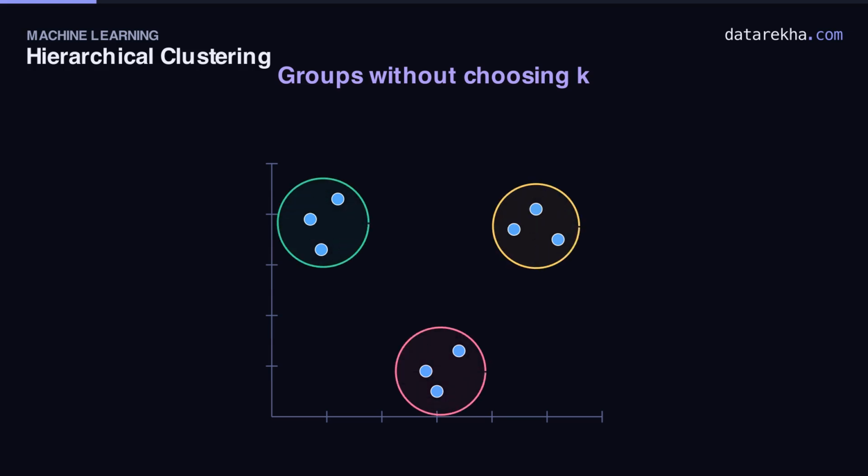Hierarchical clustering refuses to pick k for you. Instead, it builds a whole family of clusterings at once, stacked inside a single tree, from every point on its own, all the way up to one giant cluster. Later, you decide whether 2, 3, or 4 groups make sense, just by choosing where to slice that tree.